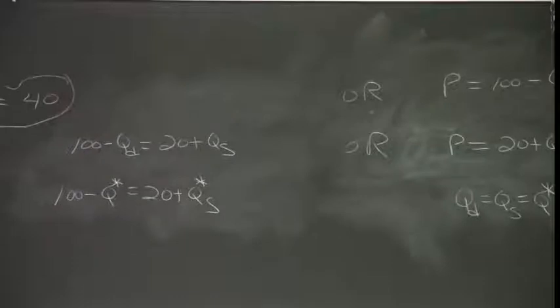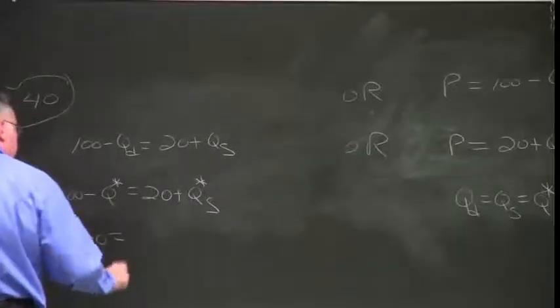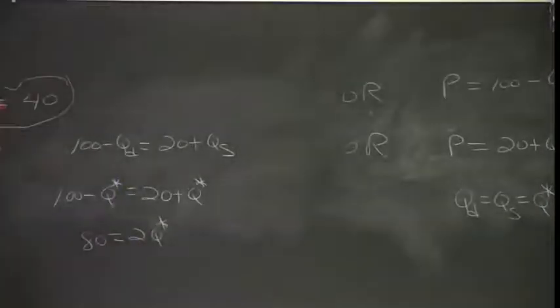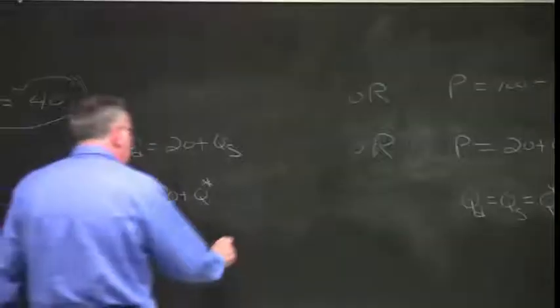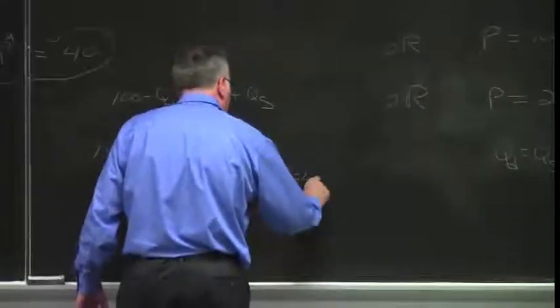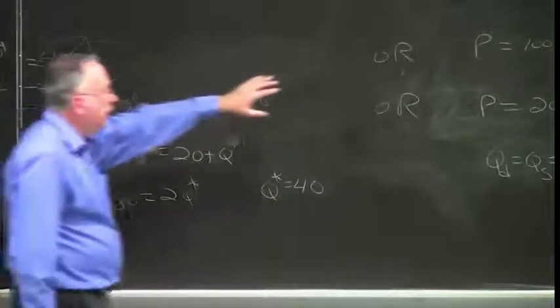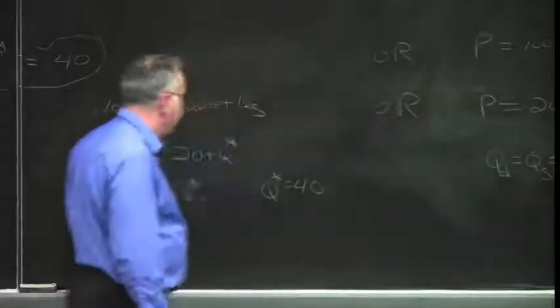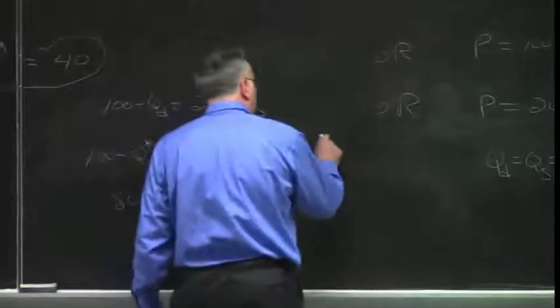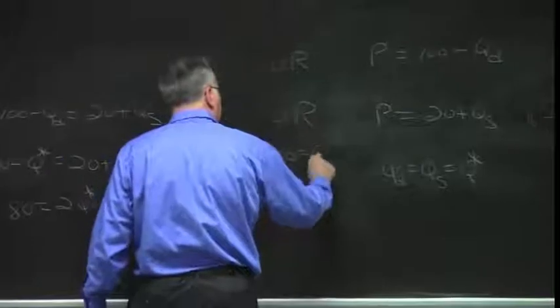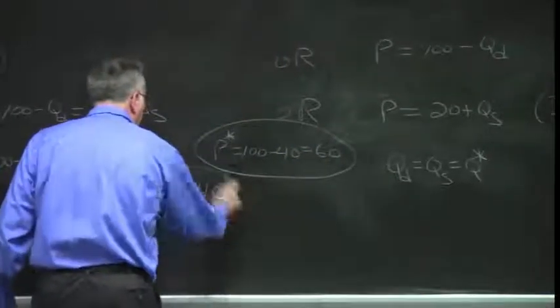Add Q star to both sides, subtract 20 from both sides, and you get 80 equals 2 Q star. Divide both sides by 2, and you get Q star equals 40. Same answer we got before. Then you substitute into either the demand curve, the inverse demand curve, or the inverse supply curve, and you get P star equals 100 minus 40 equals 60. Same answers we got before.